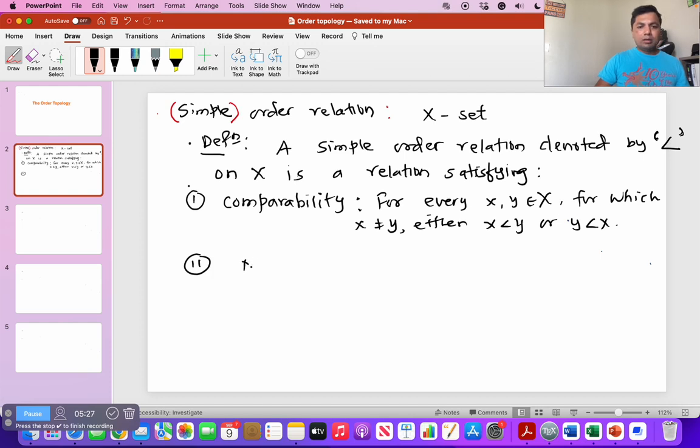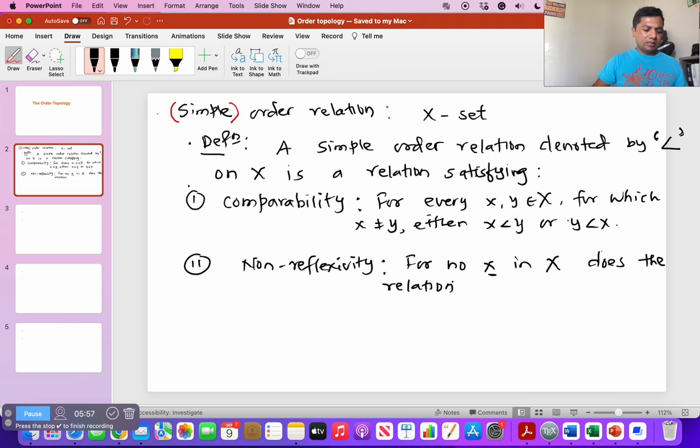The second property is non-reflexivity. Let me first write down this property, and then I will explain it. For no x in X, which is an element in the set X, does the relation x related with itself hold. So here this property is non-reflexivity. Now let me tell you what reflexivity is. If you have a relation on the given set X, then that relation is called reflexive if every element of the given set is related with itself under that relation.